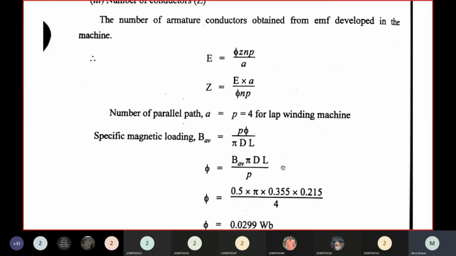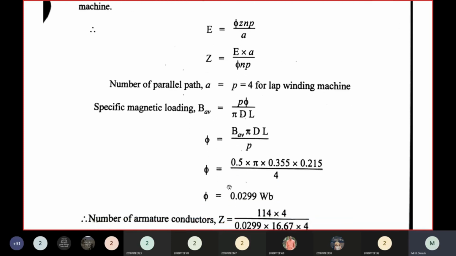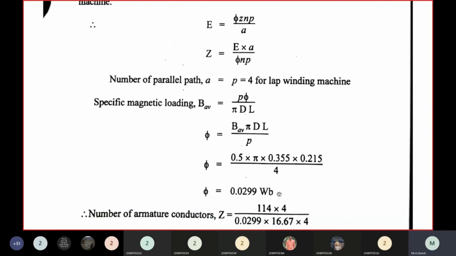And then the specific magnetic loading, B_av is P phi by pi d L. So from this expression, we get our flux. So phi equals B_av pi d L by P. We know all the values. B_av is mentioned, pi value, D value we determined, L value we determined, and P is the number of poles. So once you substitute, you get phi as 0.0299 Weber. So now you know all the values. Substitute all the values in that equation.